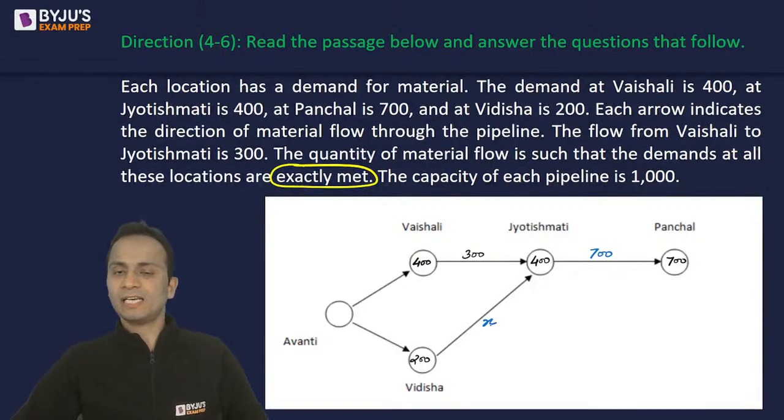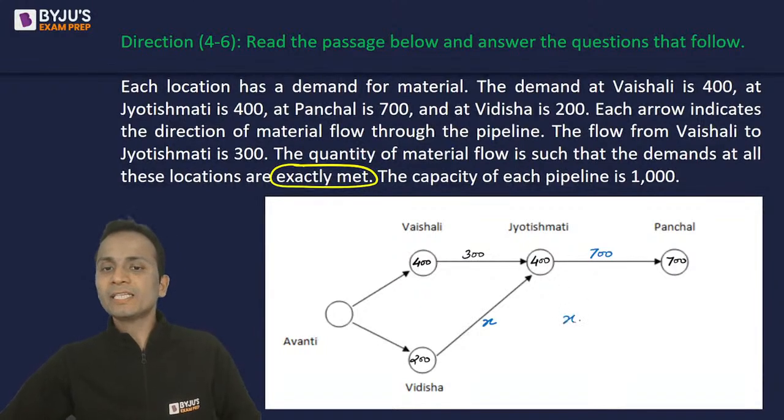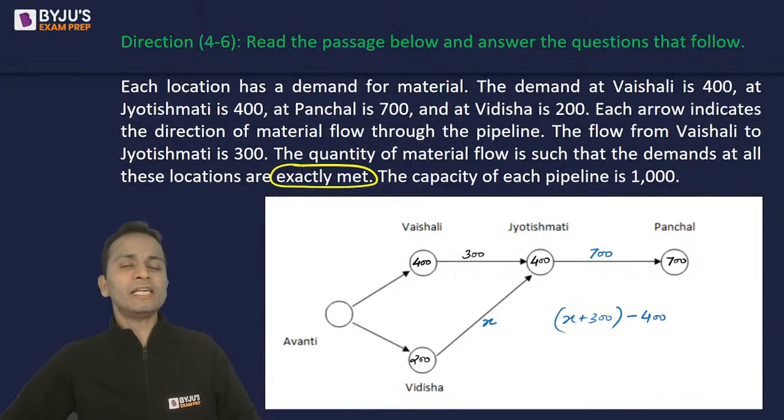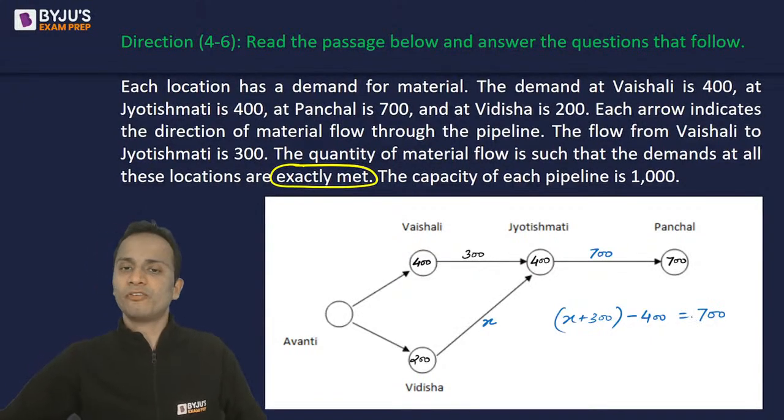Vidisha से X liters आ रहा है. So, let's calculate the value of X. So, Jyotishmati में inlet कितने का है? X plus 300. Okay, this is coming inside Jyotishmati, but 400 is the demand. So 400 liters will be kept at Jyotishmati and the remaining will be the outlet. The outlet is 700. ठीक है?